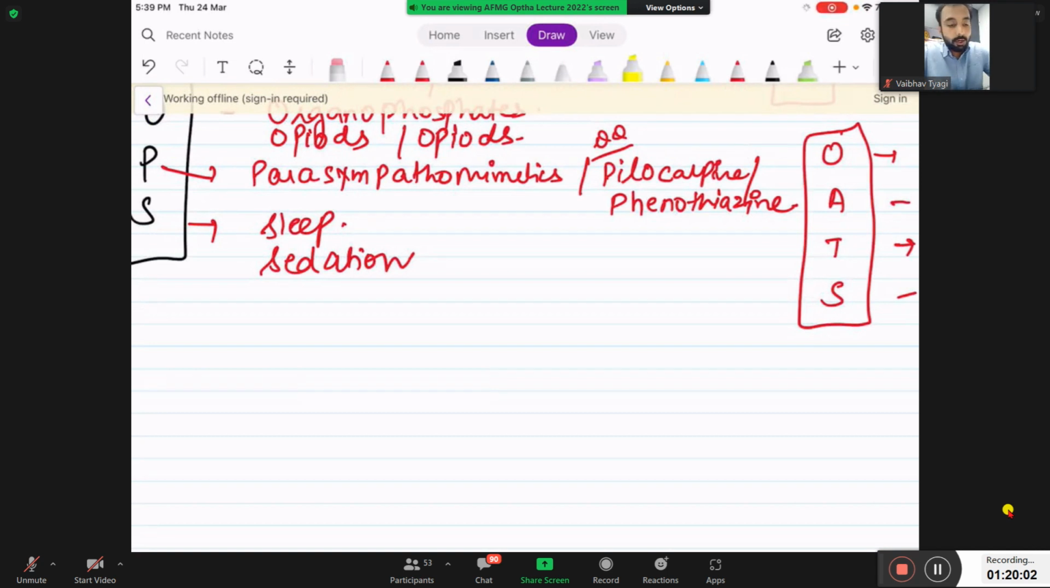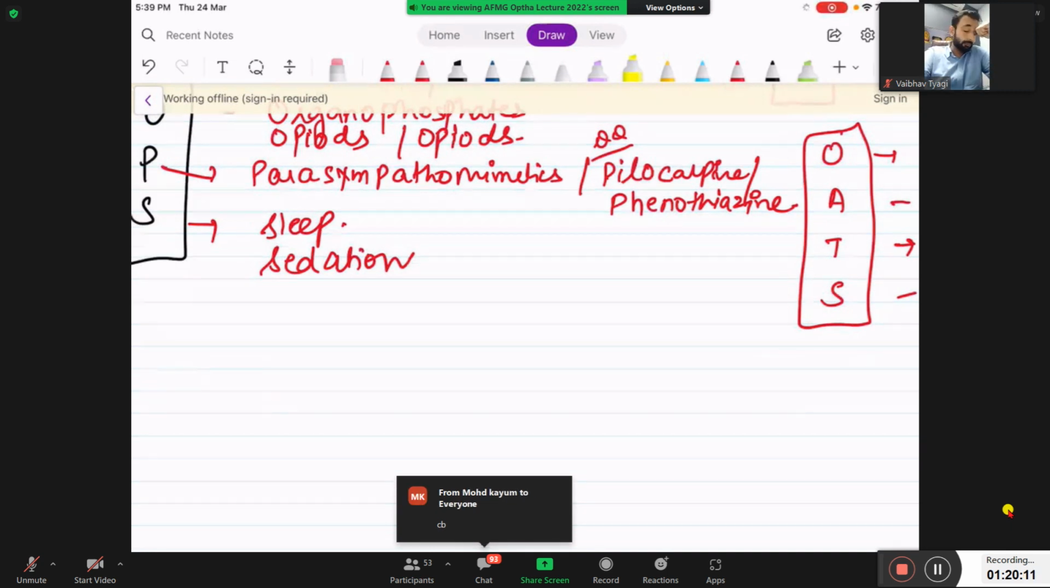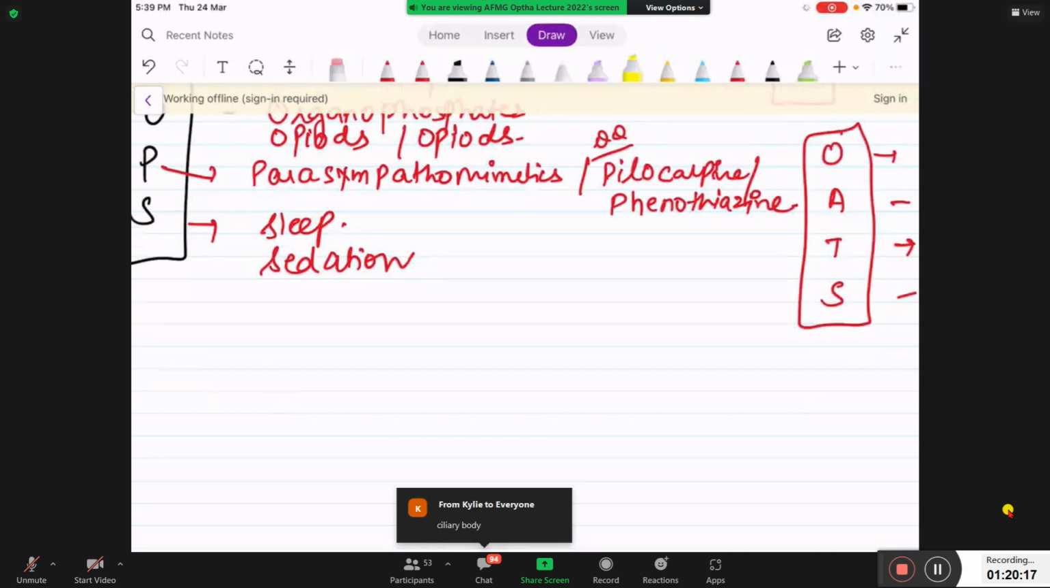After iris, which part of the uvea will we discuss now? In the chat box, give me an answer. Iris is the most anterior part. Then comes the CB, the ciliary body, right? So we will discuss the ciliary body in detail. Write down the next heading: Ciliary body.